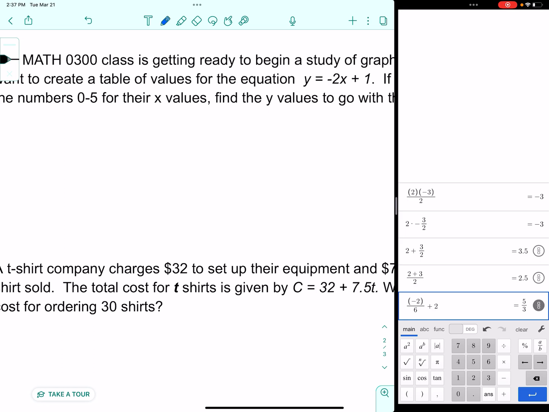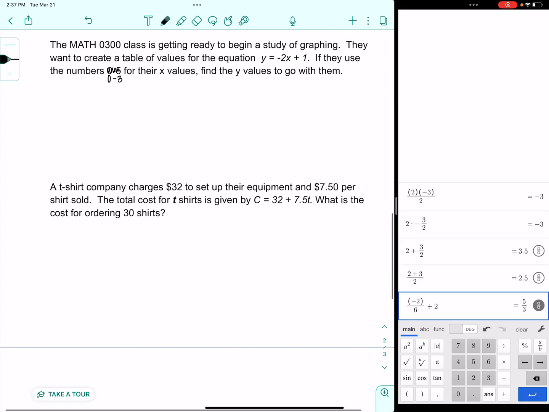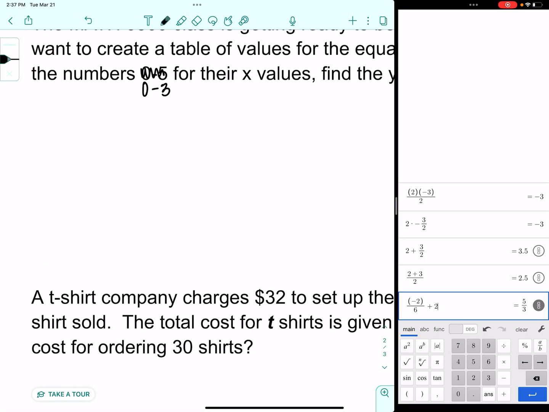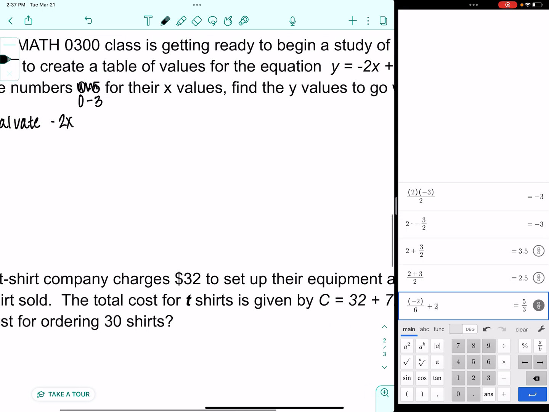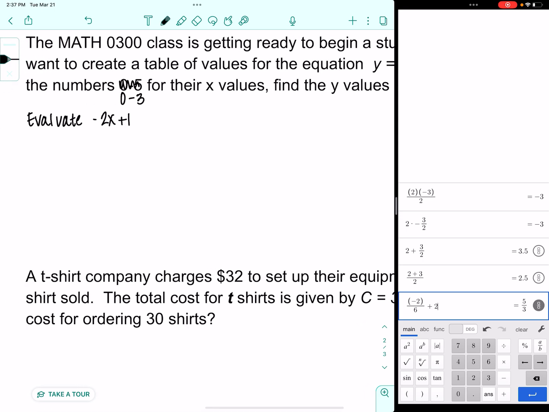The first thing I am going to do is shorten this from 0 to 5 to maybe 0 to 3, because it's going to get old. So what I'm going to do is translate this. This says evaluate negative 2x plus 1 for x equals 0, 1, 2, and 3.